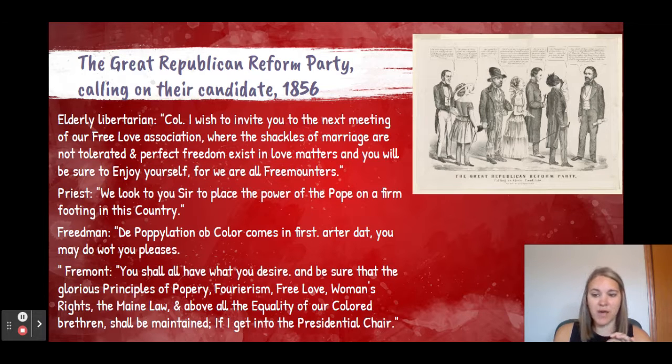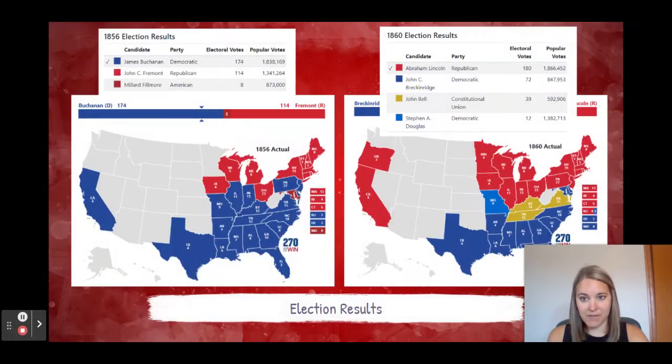And what Fremont responds in saying is, "You shall all have what you desire, and be sure that the glorious principles of paupery, fourism, free love, women's rights, the main law, and above all, the equality of our colored brethren shall be maintained if I get into the presidential chair." So once again, focusing on the unity of a variety of people in the Republican Party.